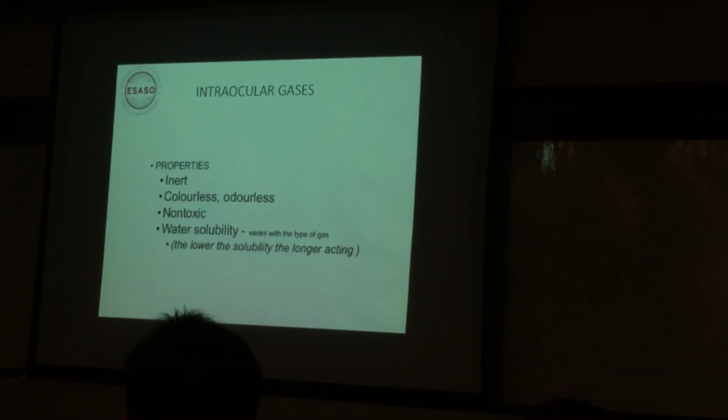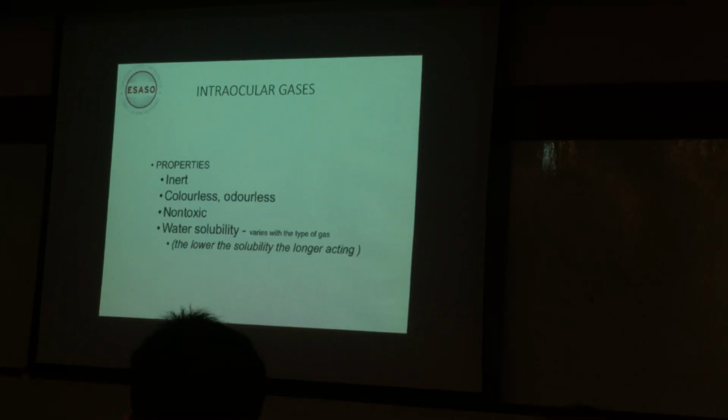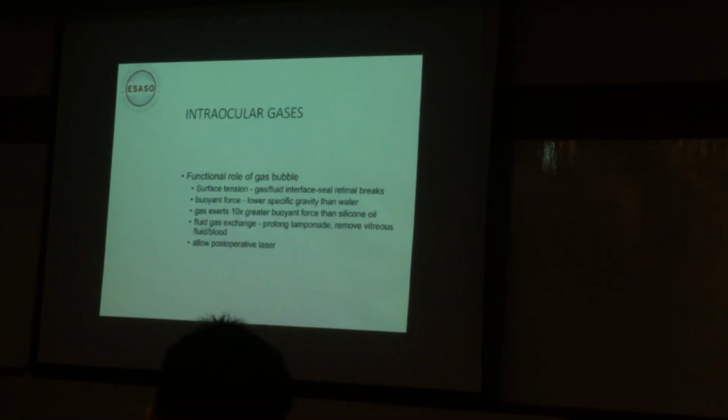So the properties of intraocular gases: obviously they need to be inert, they have to be colorless and odorless for the safety of the users. It should be non-toxic, obviously, to the retina and the other tissues. It should be water soluble because it needs to diffuse out of the eye, and the solubility varies with the type of gas. The lower the solubility, the longer acting the gas will be, and the longer the intraocular longevity. So it will stay longer for the period.